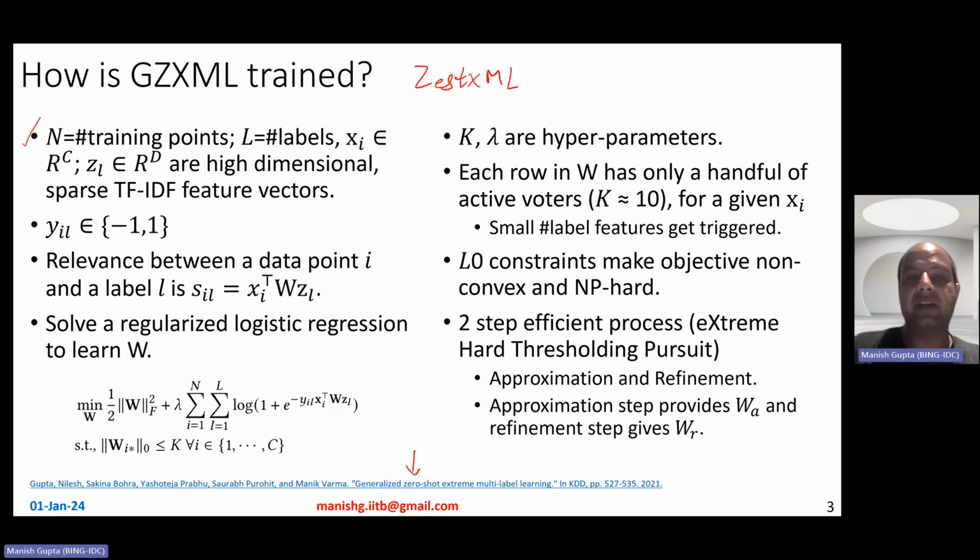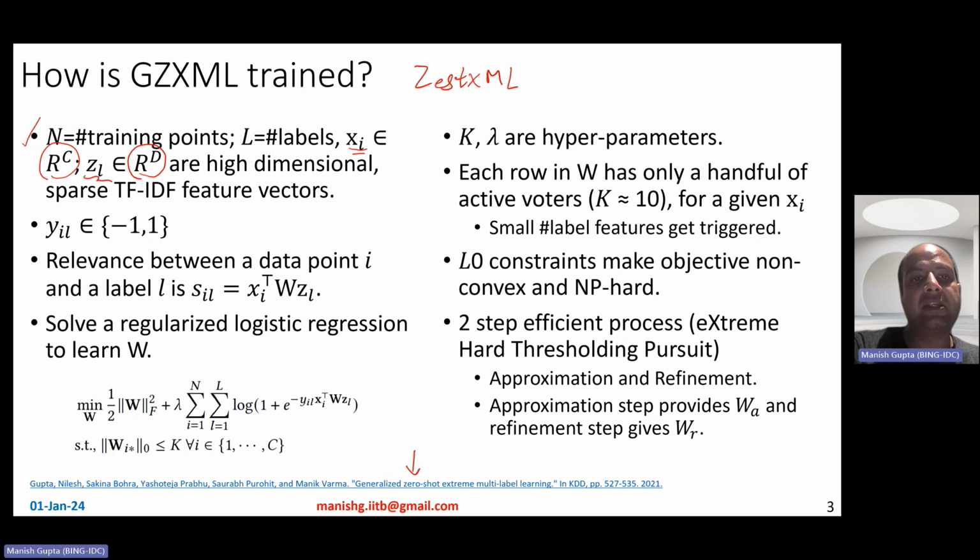N is the total number of training data points in the data set. L is the total number of labels, and each data point xi is embedded in a space of size c. So for example, if you're using TF-IDF sparse representations for xi, your c could be, let's say, 100,000 because your TF-IDF vector could have a vocabulary size of 100,000. Okay. So zL is the text representation associated with your labels, and it's basically in a high dimensional space D. Now, again, if you're using the same sparse TF-IDF vector representation, it could also be 100,000 in that sense. Okay.